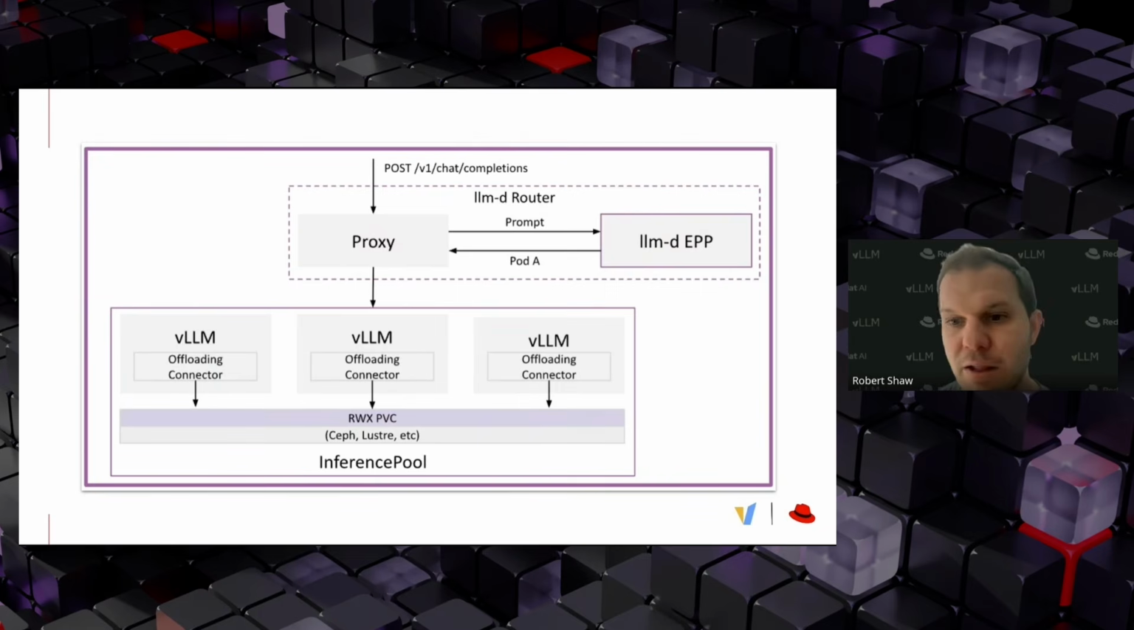And so vLLM offers an offloading connector, and some others from IBM Research have contributed this to vLLM, which offloads KV caches to CPU memory. Recently we've added a tiering structure where the KVs can be pushed from CPU memory into various storage systems, both local NVMe or remote network file systems like Ceph or Lustre, and so on. And then the EPP needs to be aware of this.